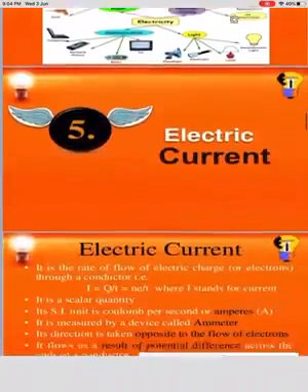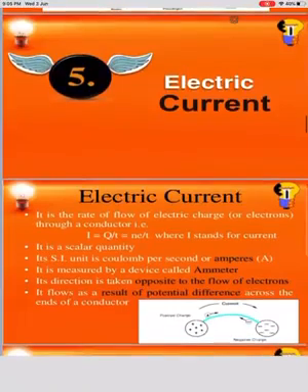After that we learn what is electric current. What is electric current? Electric current is nothing but the flow of electric charges. It is the rate of flow of electric charge or electrons through a conductor. Electric current is denoted with the capital letter I, that is I = Q/T. What is Q? Q is electric charge and T is time taken. Instead of Q we can apply the formula Ne/T, where I stands for current.